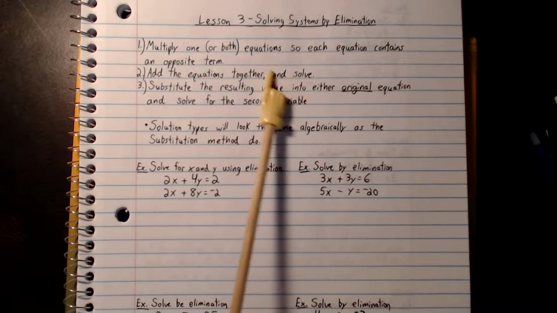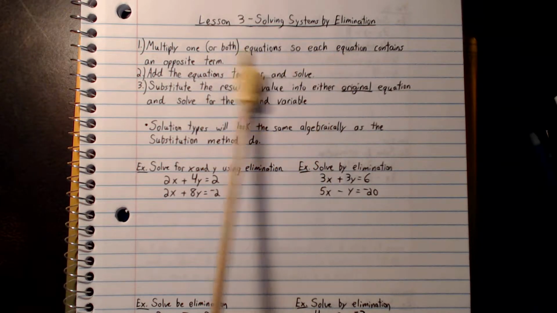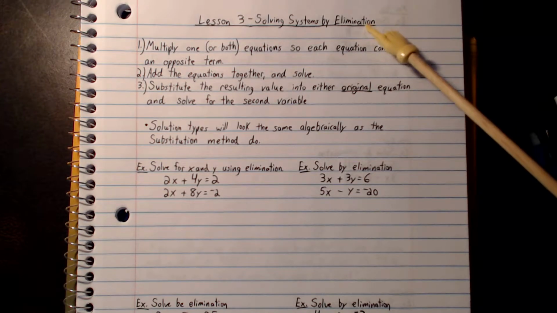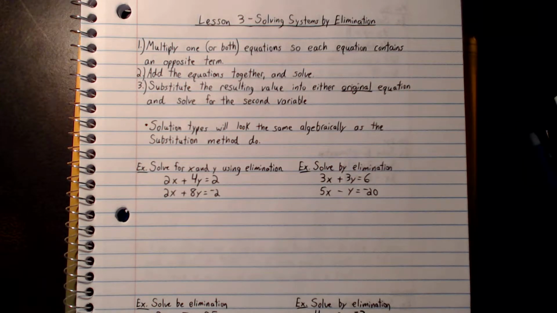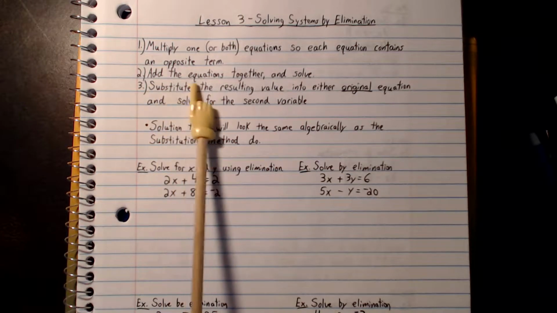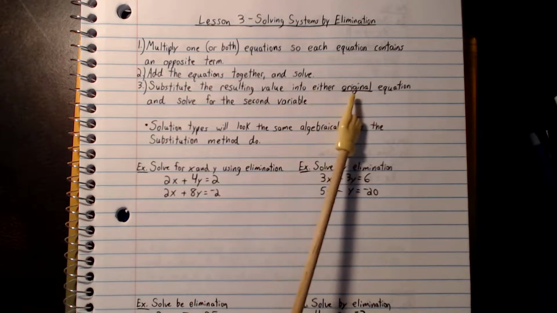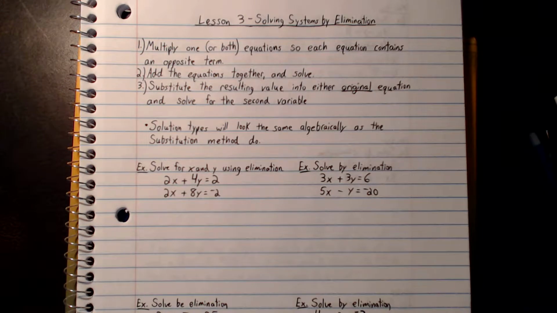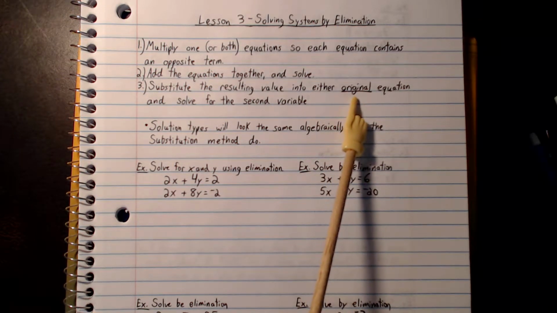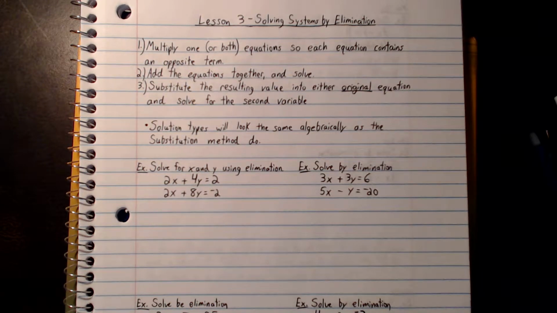Step 2, we're going to add those equations together and solve. The whole point of having opposite terms is that when you add, those terms will eliminate each other, hence the name elimination. And finally, step 3, very similar to last lesson's step 3, we're just going to substitute the result into either original equation and solve for that second variable. We want to make sure we go with the original equation rather than the one that we multiplied. Right? We don't want to use the result in case we did our multiplication wrong. We don't want to accidentally use that wrong equation.